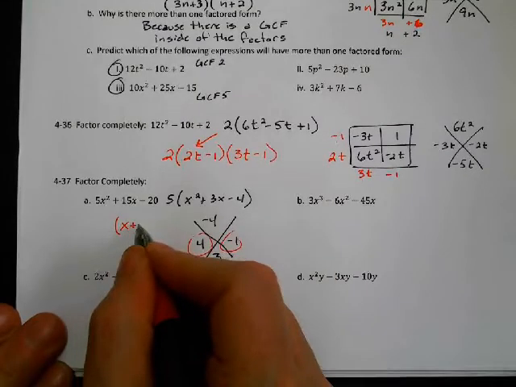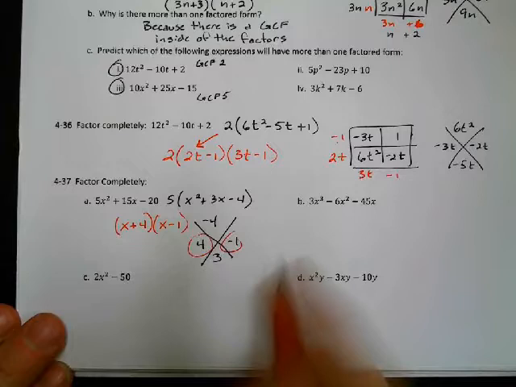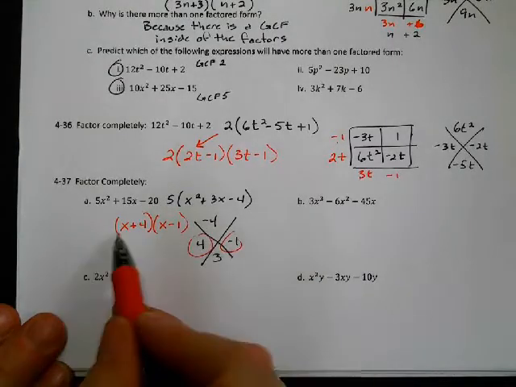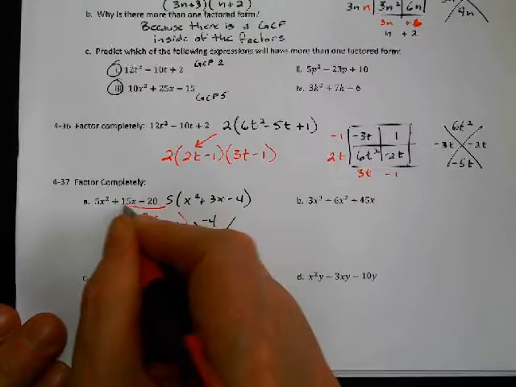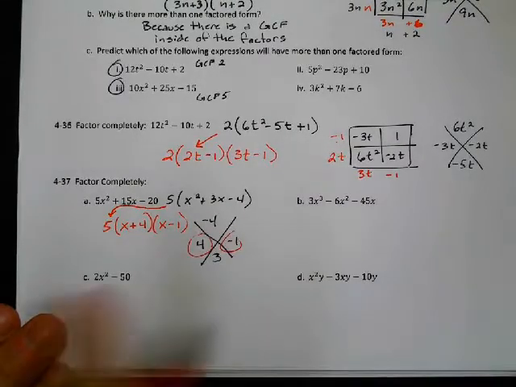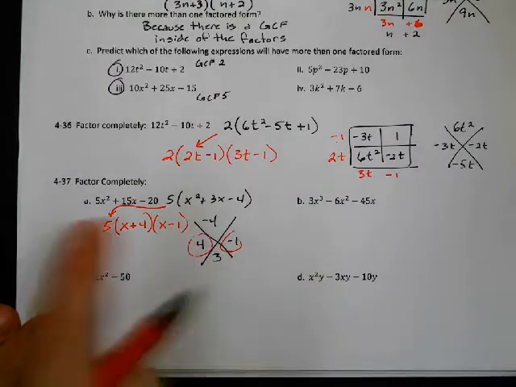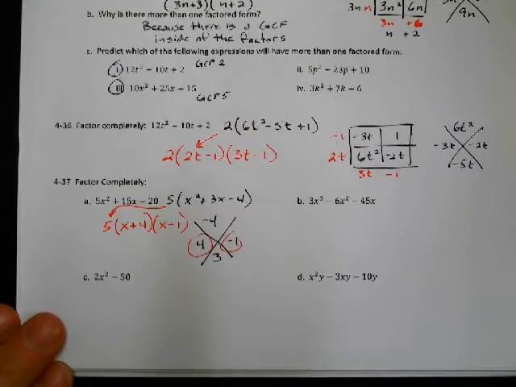and x minus 1. When they don't have a leading coefficient, you can skip straight to setting up your two factors. But don't forget, we have a 5 out there that is still part of our factorization. Because remember, you have to be able to multiply this and get back to where you started. Without that 5, you can't get back to where you started there. So that 5 has to be part of your answer for your factors.